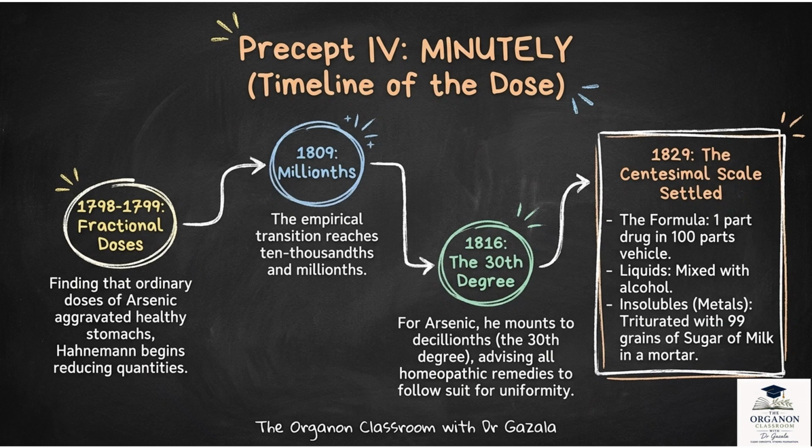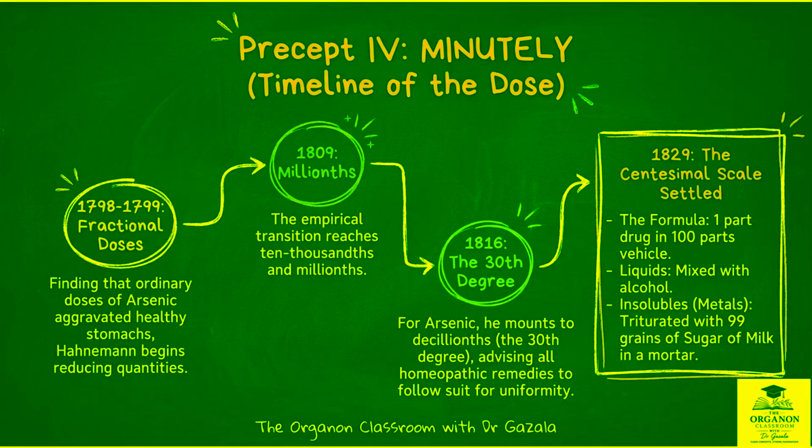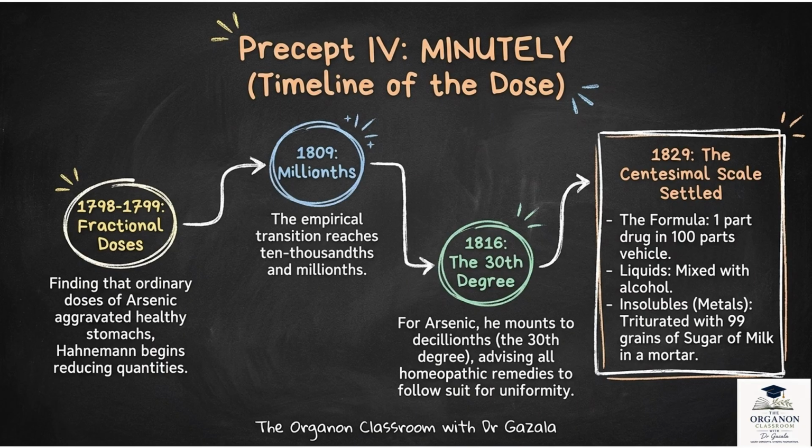The method also differed according to the substance. Liquids were mixed with alcohol, while insoluble substances were triturated with lactose or sugar of milk. Sounds like a pharmacy lecture to us, right? So minimum dose represents more than simply using a small dose. It reflects Hahnemann's continuing evolution towards the smallest quantity considered sufficient to produce a lasting therapeutic response.